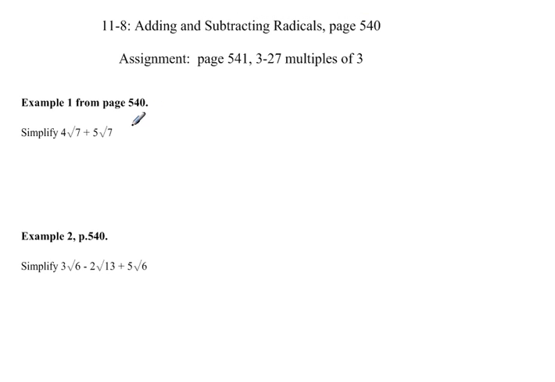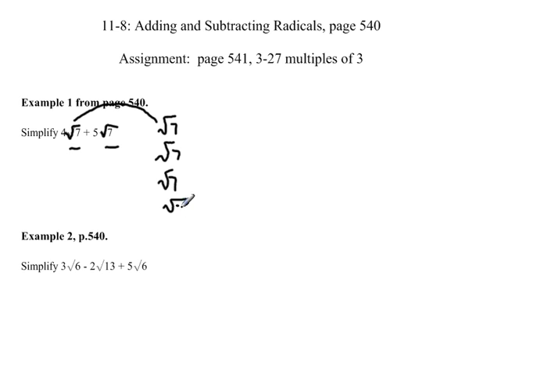On this, what I want you to be able to identify is like and unlike terms. And to get started with that, example 1 from page 540, you have like terms here. You have 4 times square root of 7 plus 5 times square root of 7. As long as this is exactly the same, you can put your coefficients together. But the square root of 7 will not change. So essentially what this says is I have 4 square roots of 7.